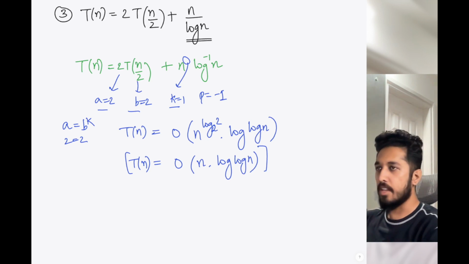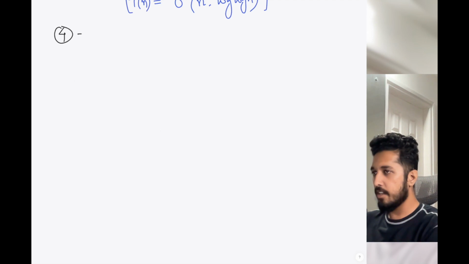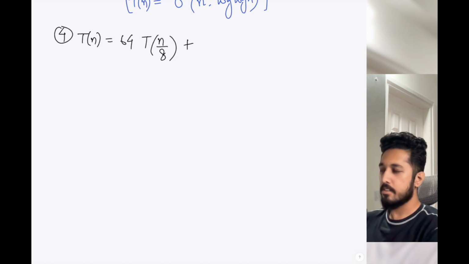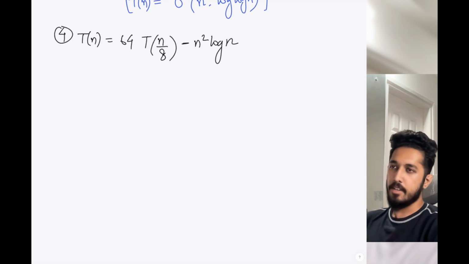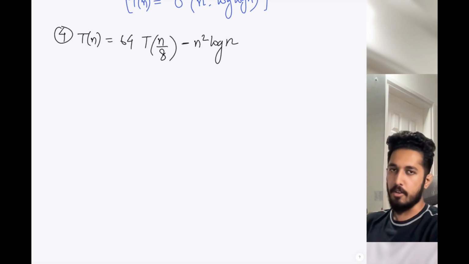Now let's look into another problem. Let's say T of n equals 64 T of n by 8 plus n square log n. Let's say minus n square log n. Now you can pause this video for a moment and try to see if you are able to compute this time complexity or not. I'll count till 3 and you can pause.